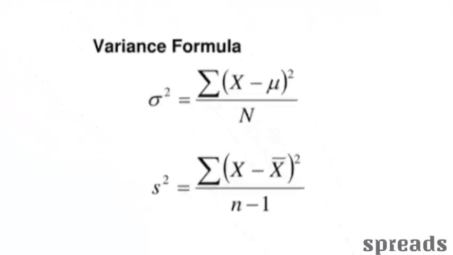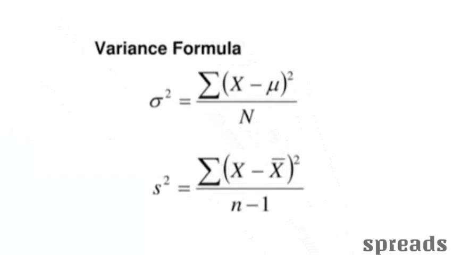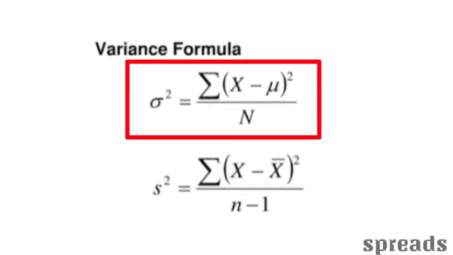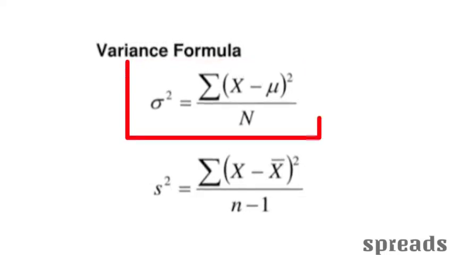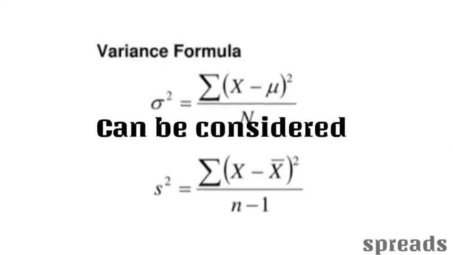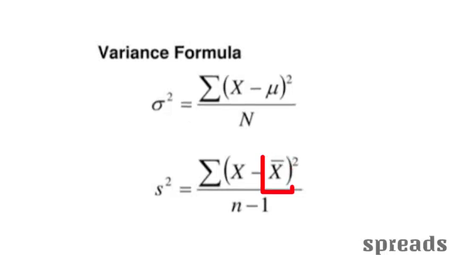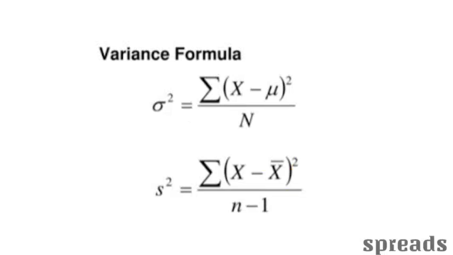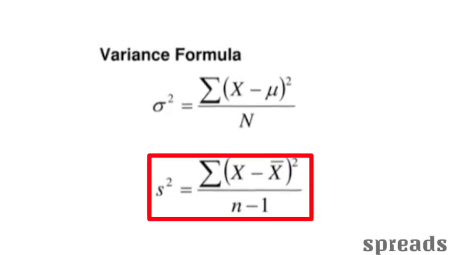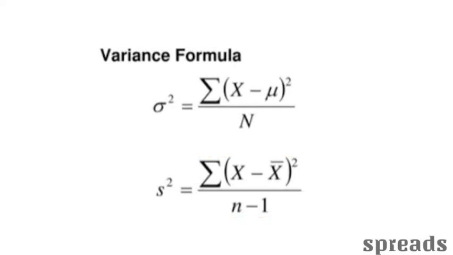So this will be the formula, and we'll be taking the square of it and dividing by n. The formula here is sigma square equals the summation of (x minus mu) squared, divided by n. Here mu can be considered as the mean, or x bar. In the sample version you can see x bar, divided by n minus 1 if you are going with a sample. So that is the basic formula.